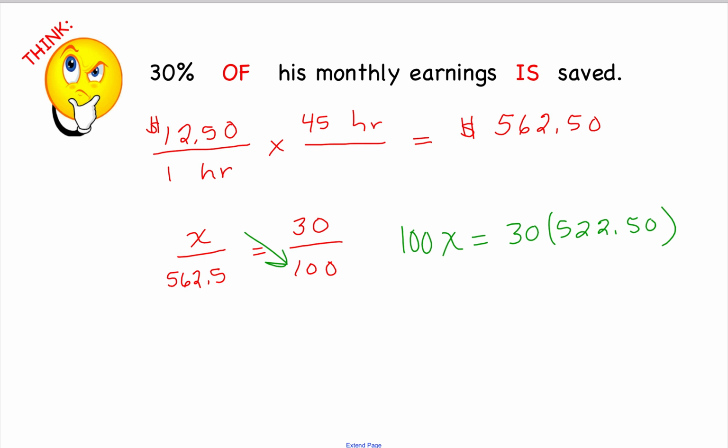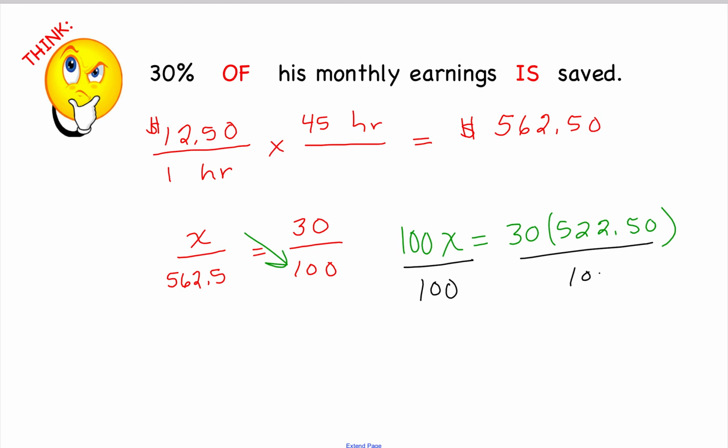Okay? And then if we want to solve for x, we're going to divide by 100 on both sides. The 100s cancel. And let's see, I can divide by 10 right there. So I have 3 times this one divided by 10. And this time I'm going to go right to my calculator. 3 multiplied by 562.50 divided by 10 gives me 156.75. So he saved $156.75.